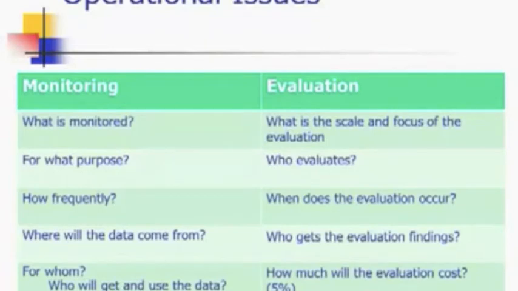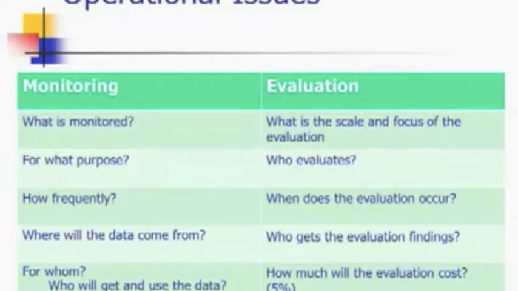Operational issues are things that we have to confront when we monitor and evaluate. For monitoring, we have to think about what we're going to monitor, the purpose for monitoring what we have chosen to monitor, the frequency of data collection and reporting, the source of data, and we'll also have to identify who will get and use the monitoring information.